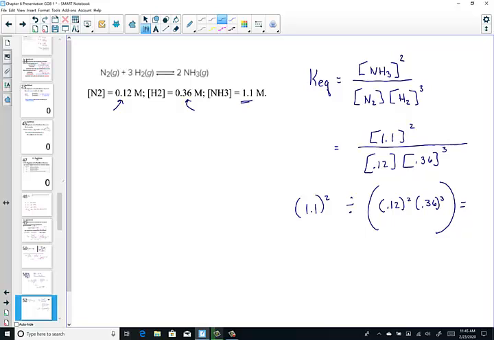Let's try that out together. 1.1 squared divided by parenthesis 0.12 times 0.36 cubed. Close your parenthesis, equals.